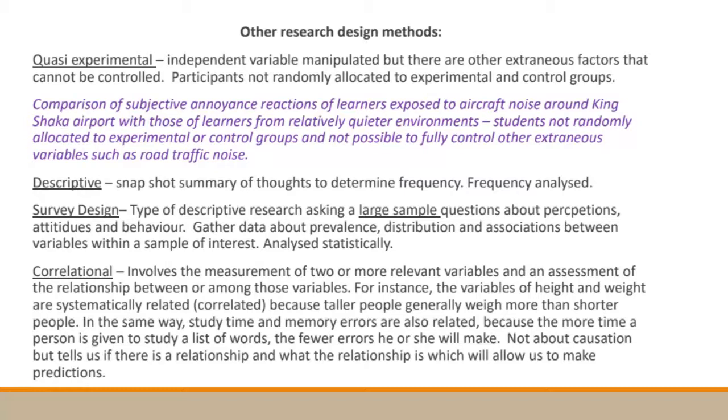Descriptive design is basically a snapshot summary of thoughts to determine frequency, and the frequency of those thoughts or feelings can be analyzed. A survey design is a type of descriptive research design, asking a large sample questions about perceptions, attitudes and behavior, and we gather data about that, which we analyze statistically. And a correlational design involves the measurement of two or more relevant variables, like we did with X and Y, to assess the relationship amongst the variables. We'll speak to correlation a little bit later. Okay, so that's a correlational design. Within our quantitative research, there are different designs, is basically what that tells us.